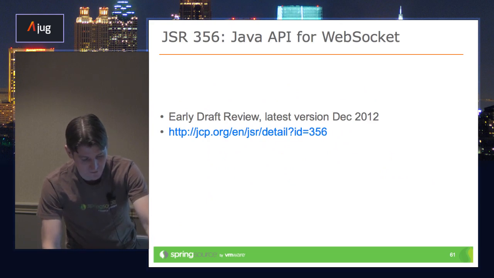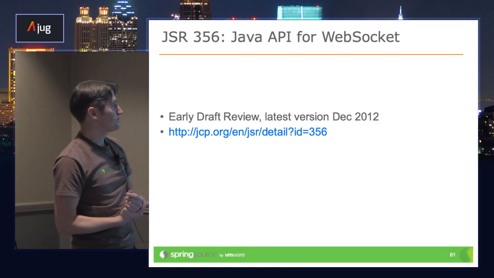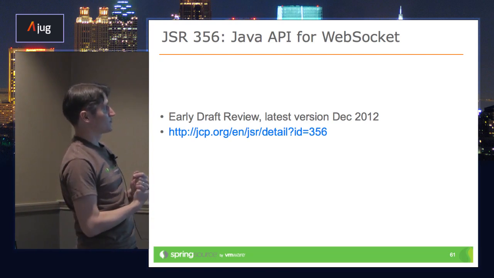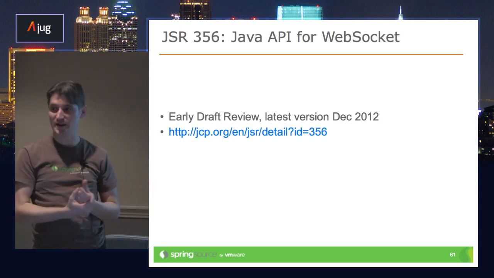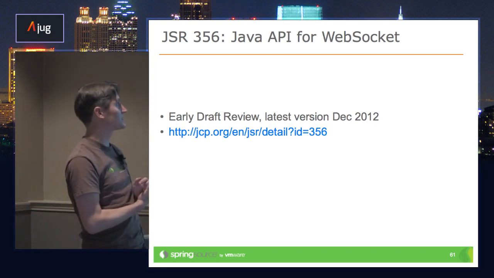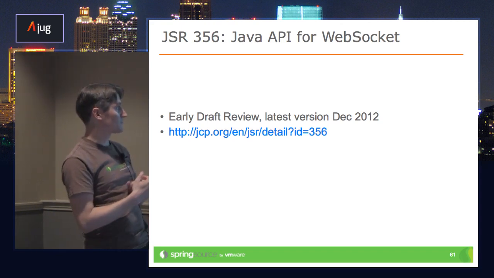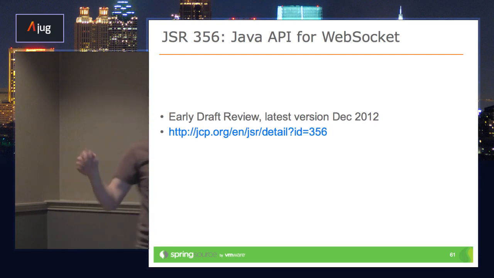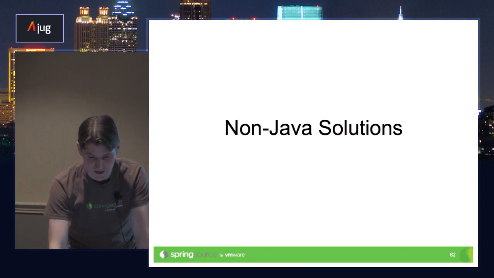So, having gone through the JavaScript side and the protocols perspective, what about Java? Since I'm talking about the standardization efforts, I just want to mention there's a JSR out there, JSR 356, Java API for WebSockets. Latest draft review, December 2012. There's a link to it, and I will talk about it when I talk about the various implementations that are available in just a second.